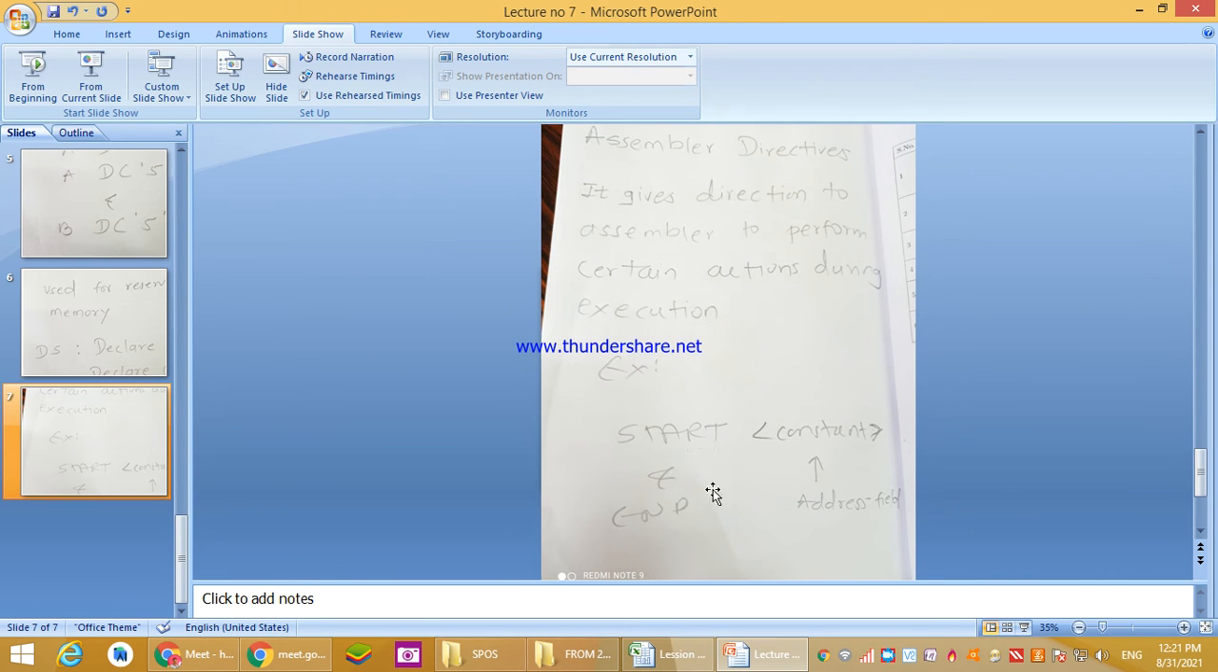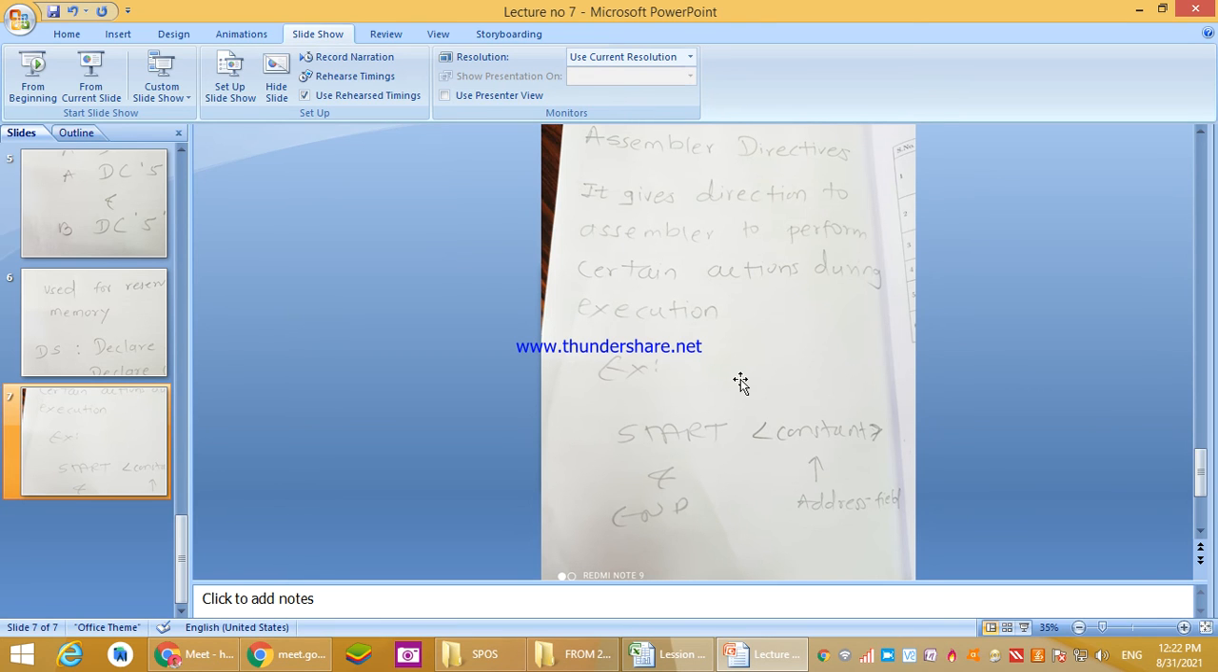Then some different code is there. And the last one, END. END is also an assembler directive. It gives some direction to the assembler to perform certain action during execution. START, काय दिलं स्टार्ट नी? कॉन्स्टंट, म्हणजे इथे 200 असेल तर 200 is the address field of the very next instruction after START. हे assembler directives आहेत, START आणि END, special assembler directives.